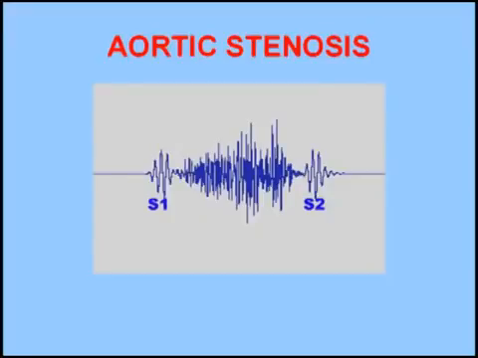In summary, aortic stenosis presents with a harsh, diamond-shaped, late-peaking murmur heard best at the second right intercostal space with the patient leaning forward. Listen once again to a patient with aortic stenosis.